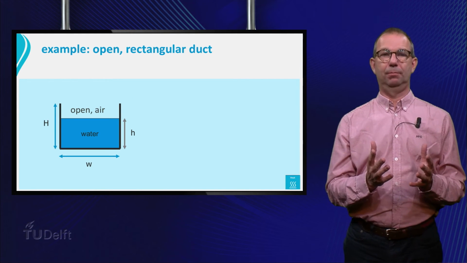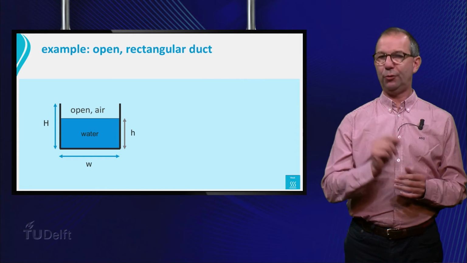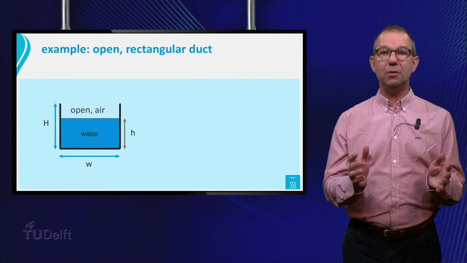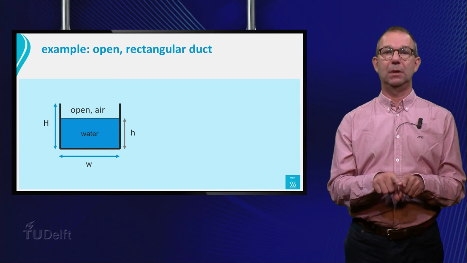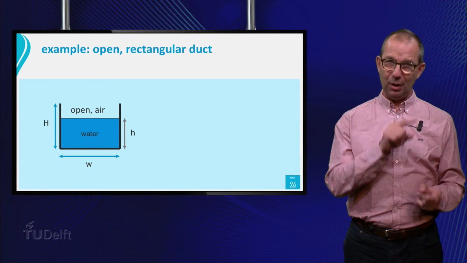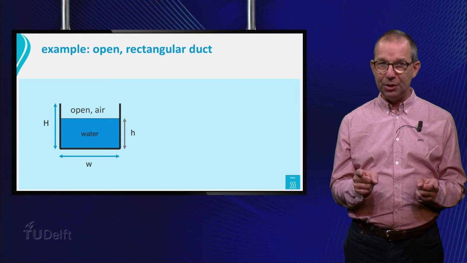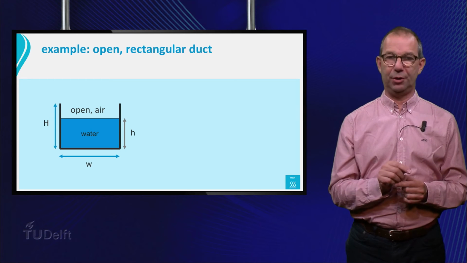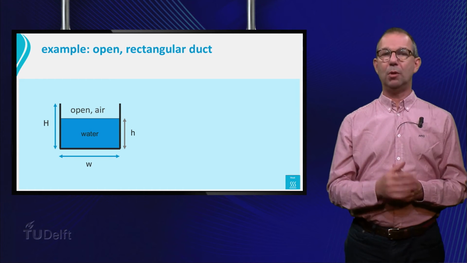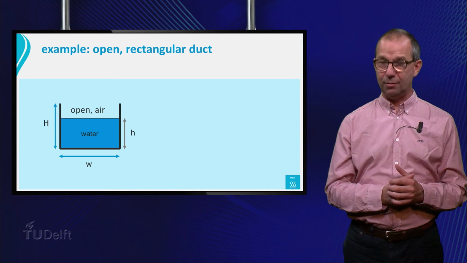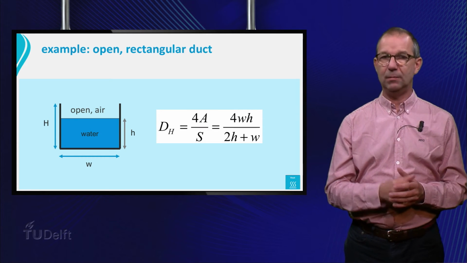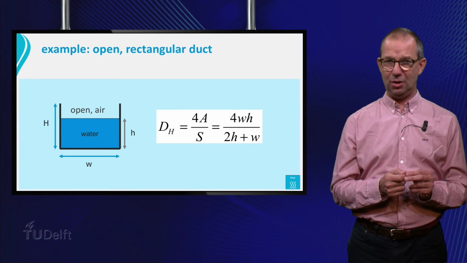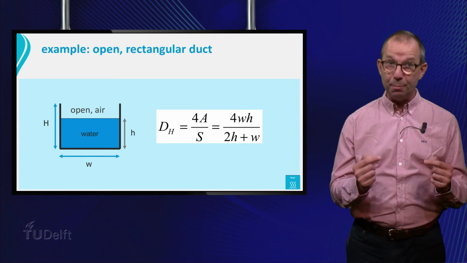Let's do an example. Suppose water was not flowing through a cylindrical pipe, but instead through an open rectangular channel. The channel has a height capital H and a width W. It is filled for a height small h with water. Question: what is the hydraulic diameter of this duct? Answer: by definition it's 4 times the cross-sectional area divided by the wetted perimeter.